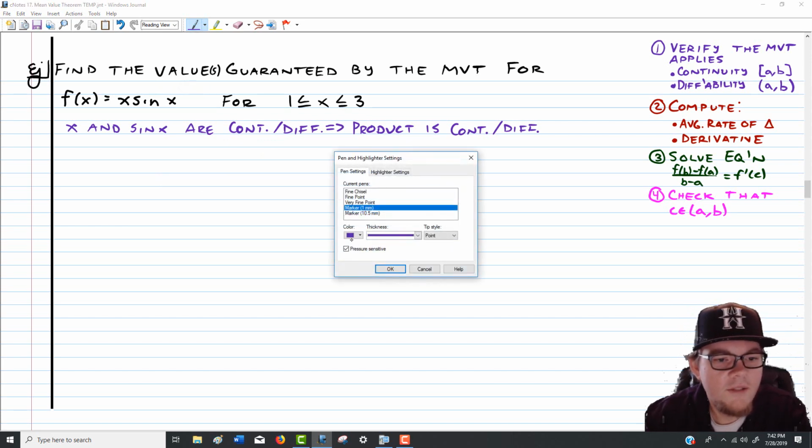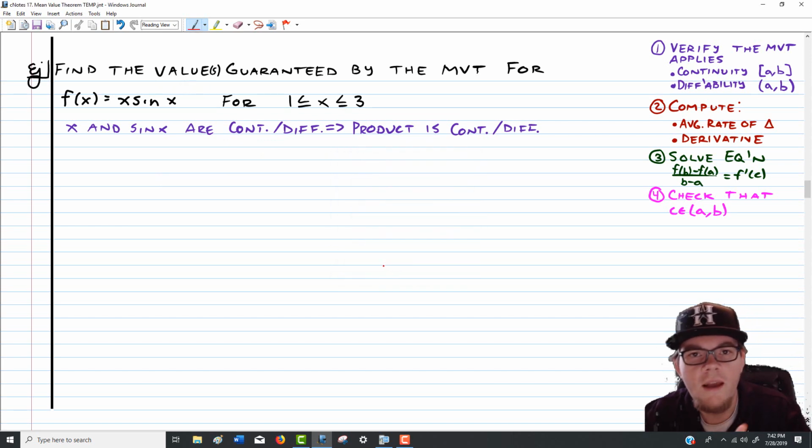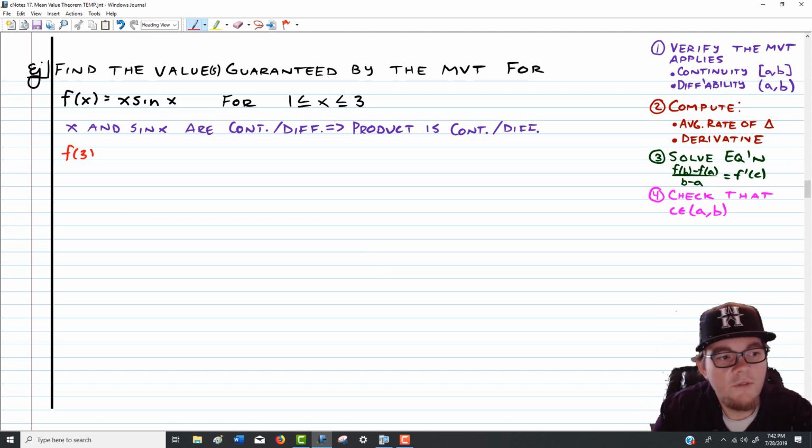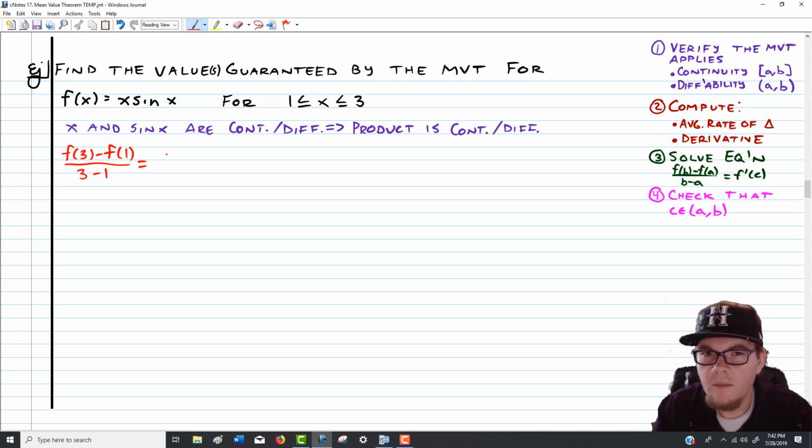Our next move, though, is the typical computation step. We need to find the average rate of change, or the secant line slope, and then, of course, the derivative, or a way to get the tangent line slope. So starting out with the average rate of change, we'll have our difference quotient like normal, f of 3 minus f of 1, all over 3 minus 1. But when we calculate that, we get some uncomfortable expressions, I'd say.